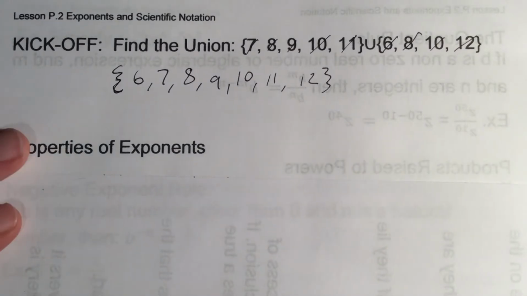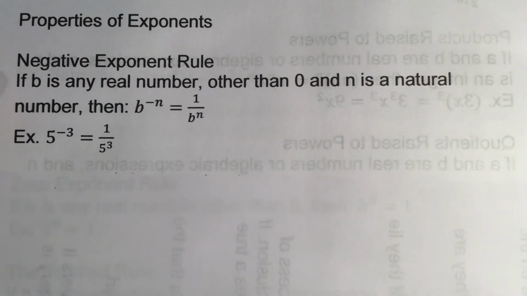Now, getting into exponents. So, exponents have certain properties. Just like anything else, there's properties that go with it that are kind of those guidelines that we can use. So, starting with the negative exponent rule. If we have a negative exponent, basically, as long as we have a base other than 0, we don't want 0 because 0 to anything is still 0. So, it really doesn't affect that one.